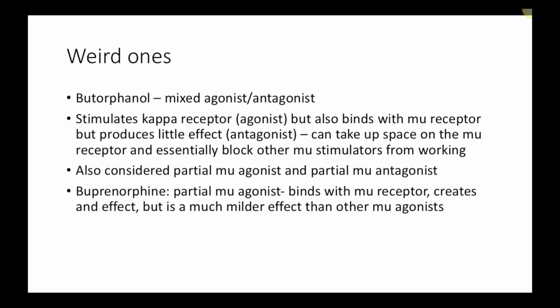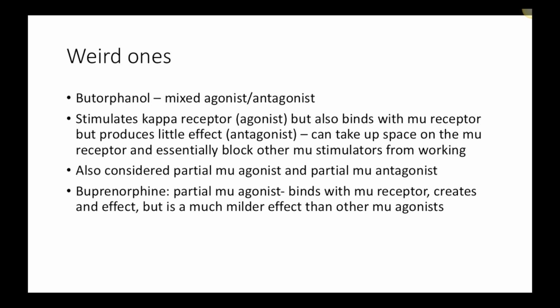So it can connect with kappa receptors, that's fine. Nobody cares too much about that. But the key here is that it binds with mu receptors, which most other opioids that we'll talk about also bind with, but it produces little intrinsic effect on the cell. So it's a kappa agonist, but a mu antagonist. This means that it can take up some space on the mu receptors and essentially block other mu-susceptible drugs from working.